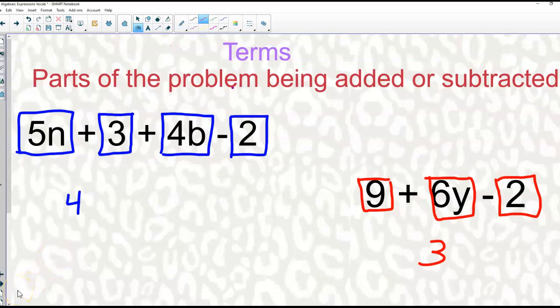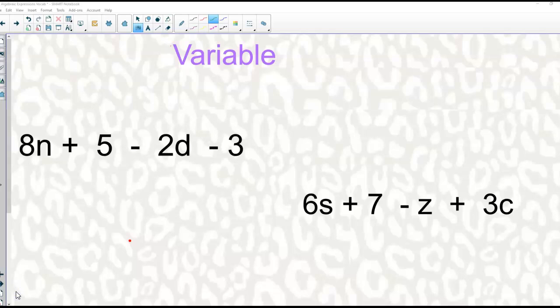So there's one vocab word for us. Let's move to the next one. Okay, our second vocab word is the term variable.